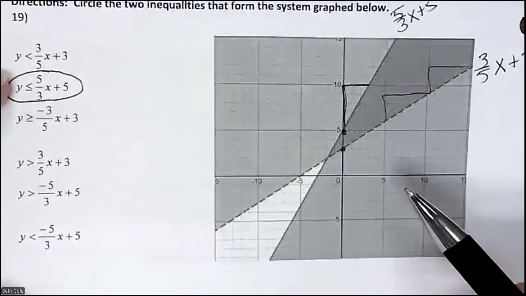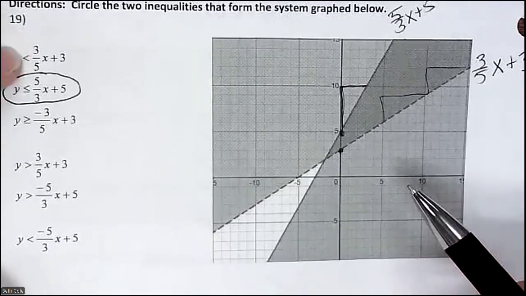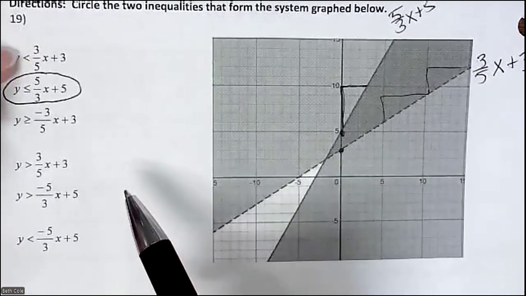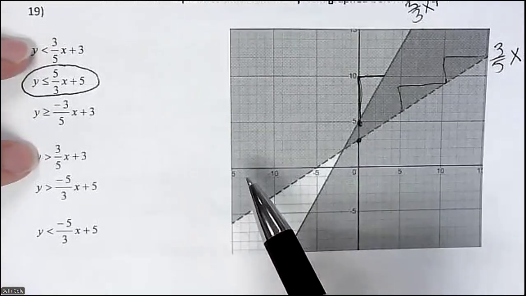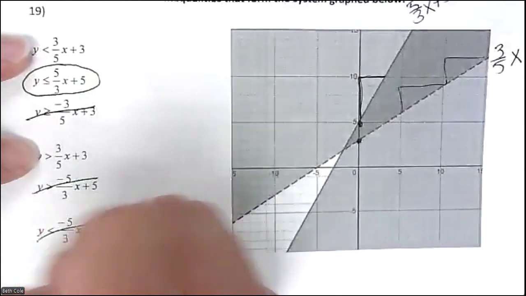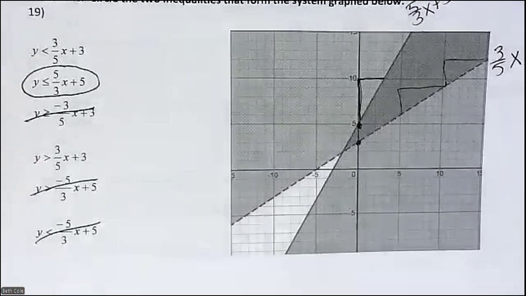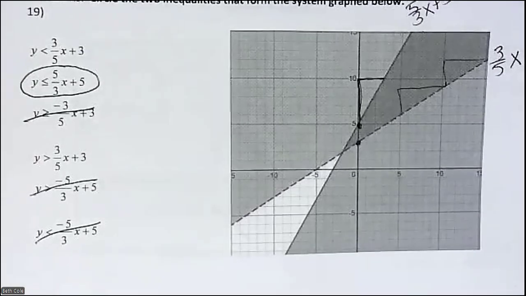So let's see if we can find one like that. The first one is 3/5 x plus 3. It would be a dotted line. Do we have another one that's like that? Yeah, okay. Do you see these two? So let me cross out the ones that it isn't. But do you see how these two, either one could be it? So watch me.